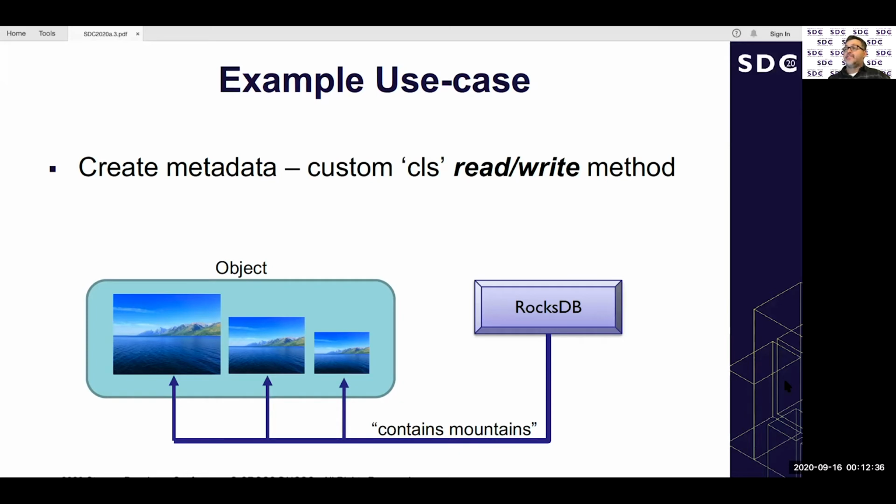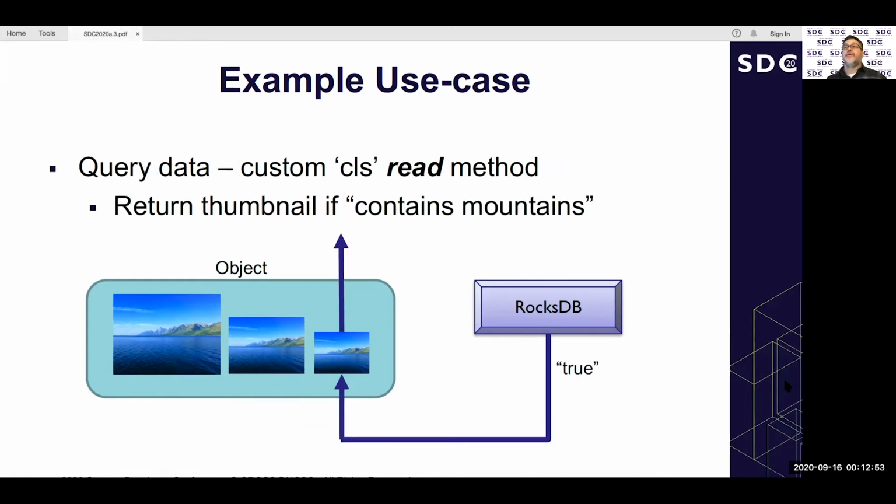Then we want to build an index on this information. So now we would use our RocksDB and develop a custom read-write method. We would read each picture, and maybe we apply some kind of image filter software that tells us whether or not the image contains mountains. And we store the information in RocksDB. And later, we might want to query the data. So we have a custom CLS read method, and our read method is like a query that would say return a thumbnail if it contains mountains. And so we can quickly look up the RocksDB and see if that's true or false and go find the image that we're looking for, and return that thumbnail.